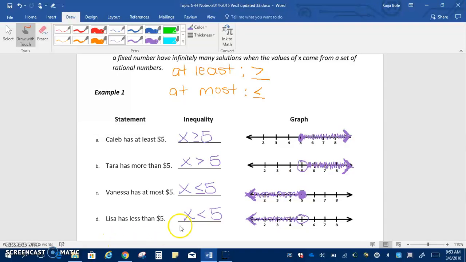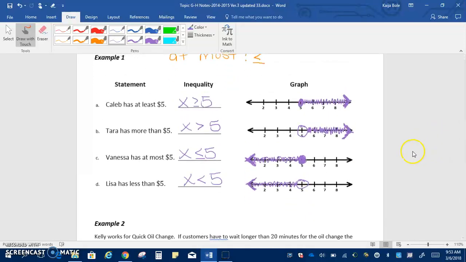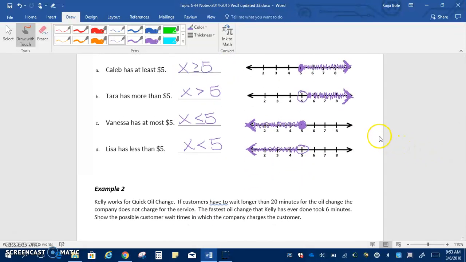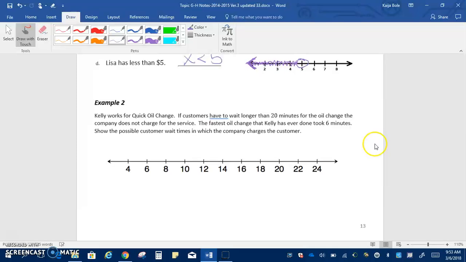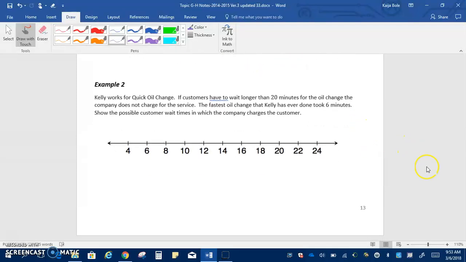Alright, so those were our first few examples, and we can see how they're different and the different words that we use. Example 2 says, Kelly works for a quick oil change. If customers have to wait longer than 20 minutes for the oil change, the company does not charge for the service. The fastest oil change Kelly has ever done took 6 minutes. Show the possible customer wait times in which the company charges the customer.